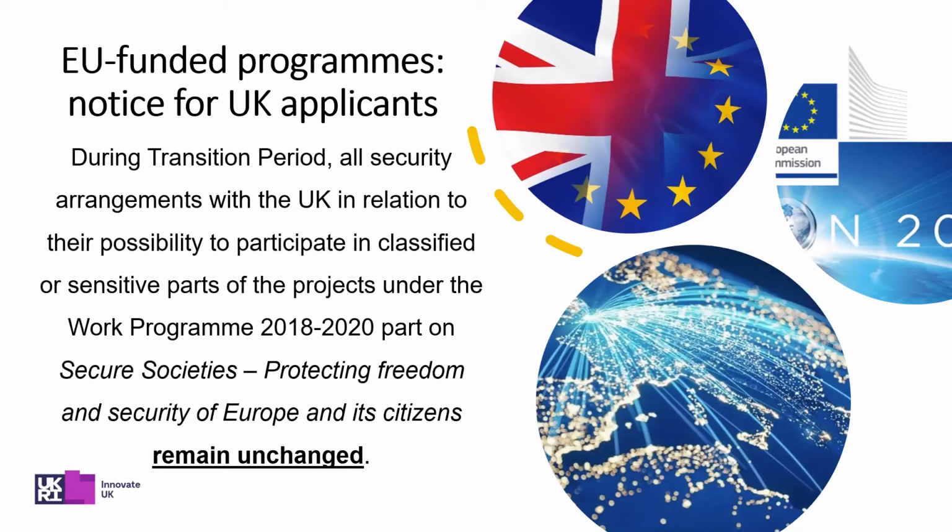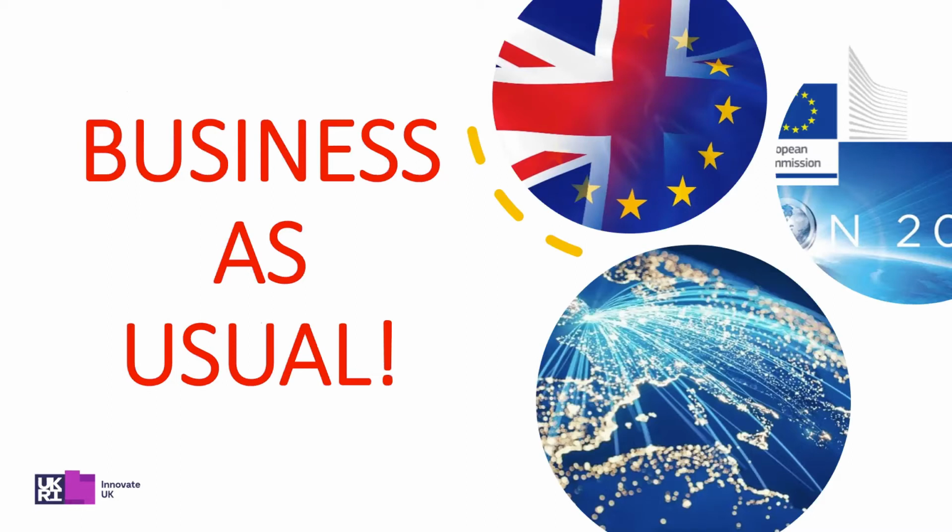Moreover, during the transition period, all security arrangements within the UK remain unchanged. In other words, in relation to projects under the Secure Societies Work Programme 2018-2020 that include the sharing and exchange of classified or sensitive information, UK participation will remain as before, with no risk to project or project partners. The reason I'm saying this is because I have been asked on many occasions about the risk of having a UK entity within a consortium. So therefore, I would like to emphasise there is no risk. So this means for us, UK entities, business as usual.